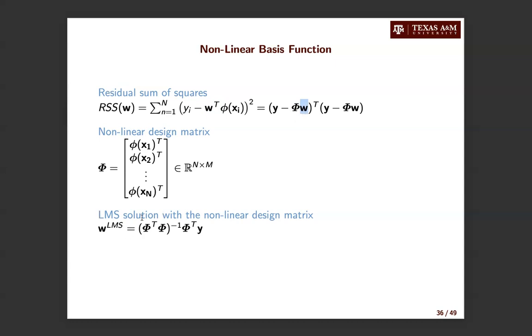Therefore, the solution again can have exactly the same form as the solution from the linear design matrix. And the same solution means that again we have this phi transpose phi. In the linear case, it used to be X transpose X, and the inverse of this multiplied by the transpose of X. In this case, it will be the transpose of phi.